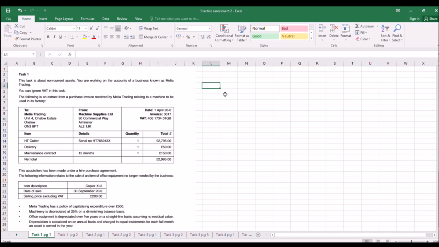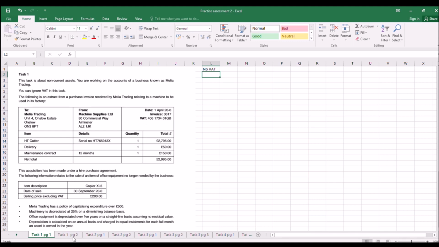Task 1. This task is about non-current assets. So non-current asset, another word for it, fixed assets, things that are going to have a level of permanence like office equipment, computers, cars, etc. Okay, so we're working on the accounts of a business, no VAT. Following the extract from a purchase invoice, we're going to have some kind of purchase invoice.